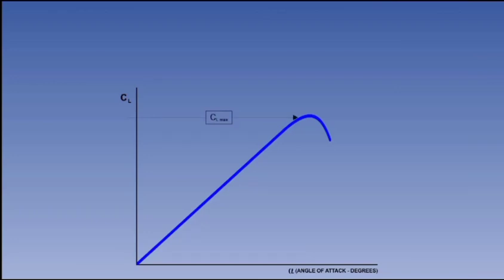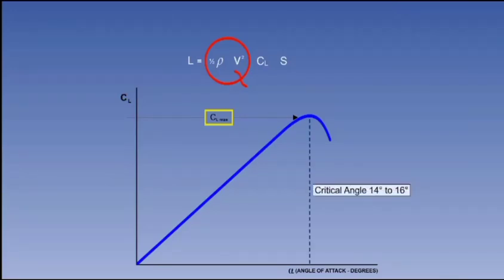To maintain a constant lift force, any change in dynamic pressure must be accompanied by an adjustment in the angle of attack. For a constant lift force, each dynamic pressure requires a specific angle of attack. Minimum dynamic pressure is determined by the CL maximum, which occurs at a specific angle of attack, the critical angle, which is between 14 and 16 degrees depending upon the aerofoil.